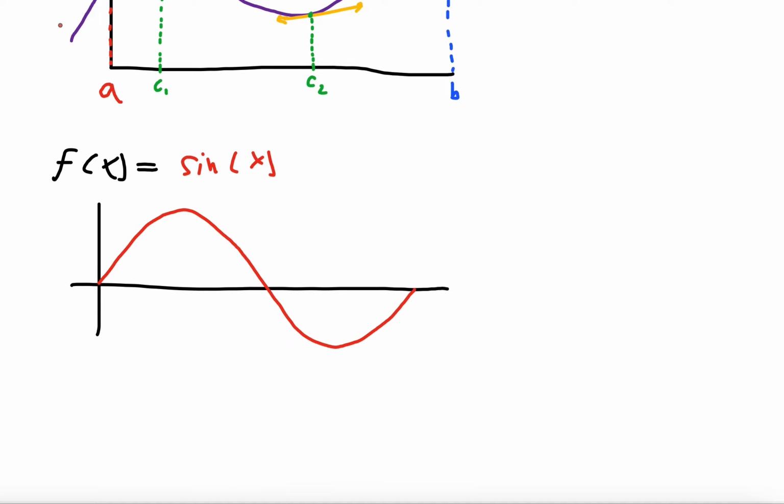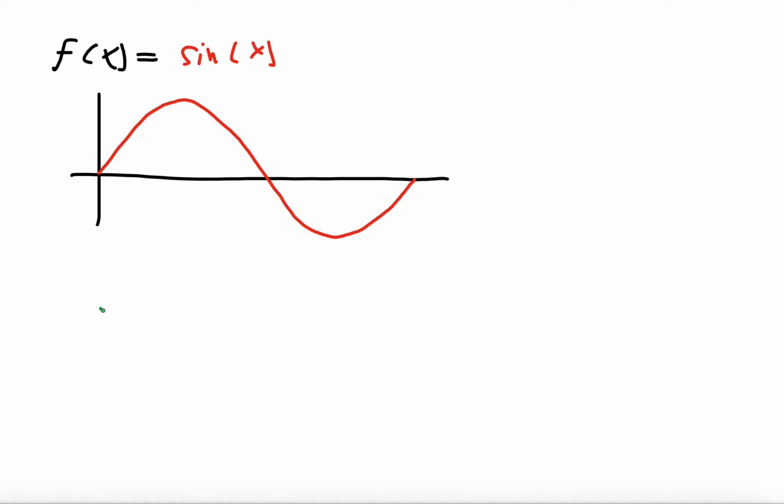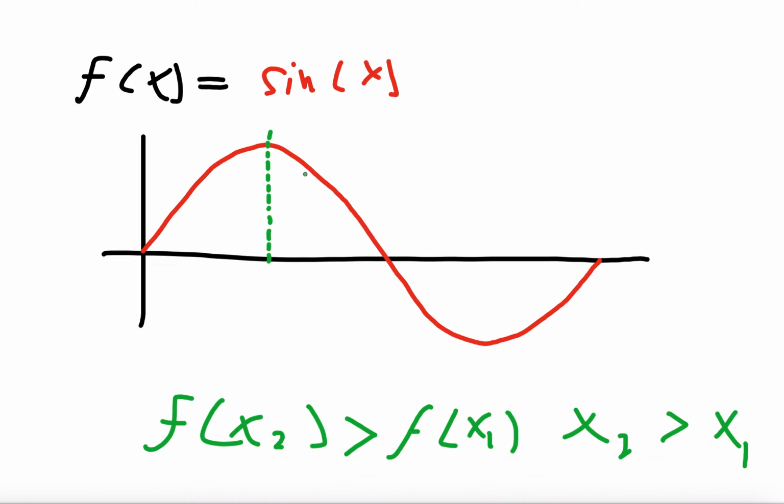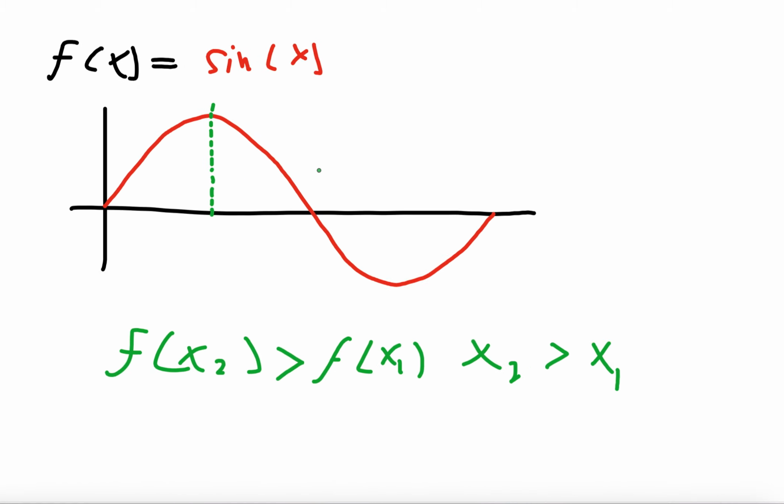Now, when is a function increasing and when is it decreasing? Well, we know that a function is increasing by definition if consecutive values are greater, which means that f of x2 is greater than f of x1 when x2 is greater than x1. That just means consecutive values of the function are greater. As you can see on the interval from 0 to pi over 2, this function is increasing because it only gets greater.